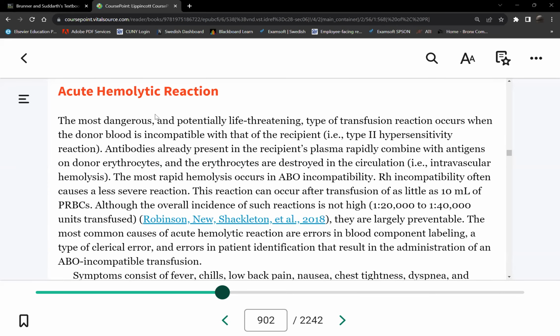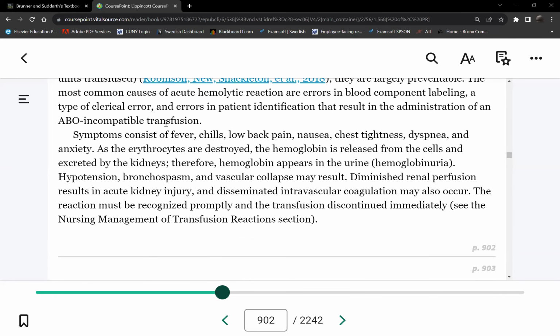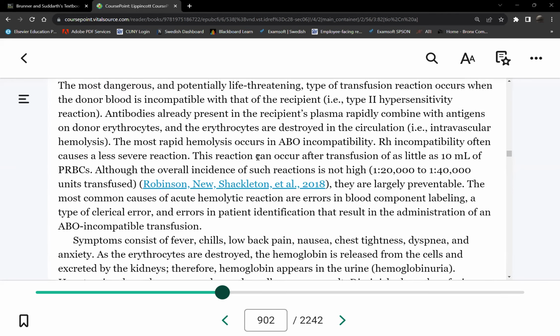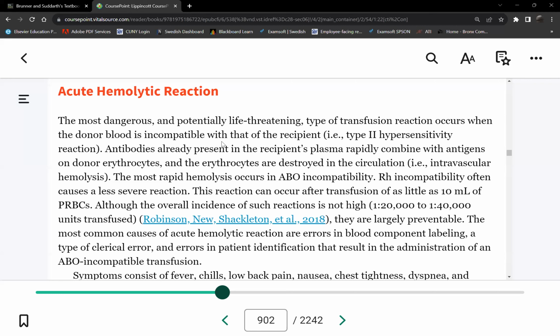Let's say with acute hemolytic reaction, it's rare, especially in this age, because the most common cause of this is ABO incompatibility, meaning the patient received blood which is the wrong blood type. That's the most common cause of acute hemolytic reaction.